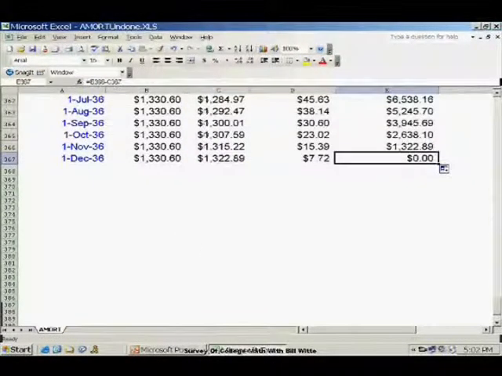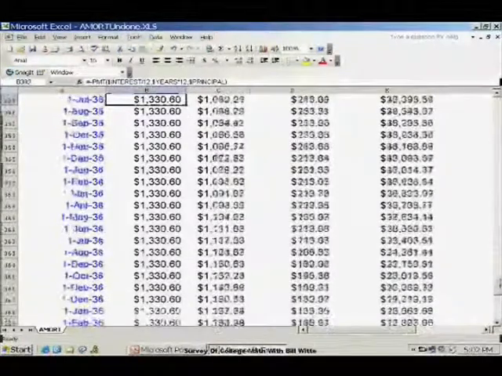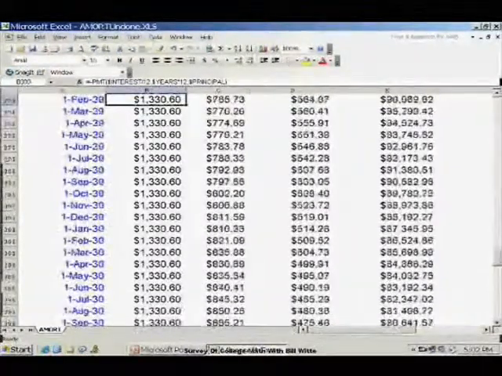And look what it ends up. That's my ending balance, about $0. So that looks correct. Okay? Now let's take the elevator up and see. Holy mackerel. All the payments you're going to have to make.